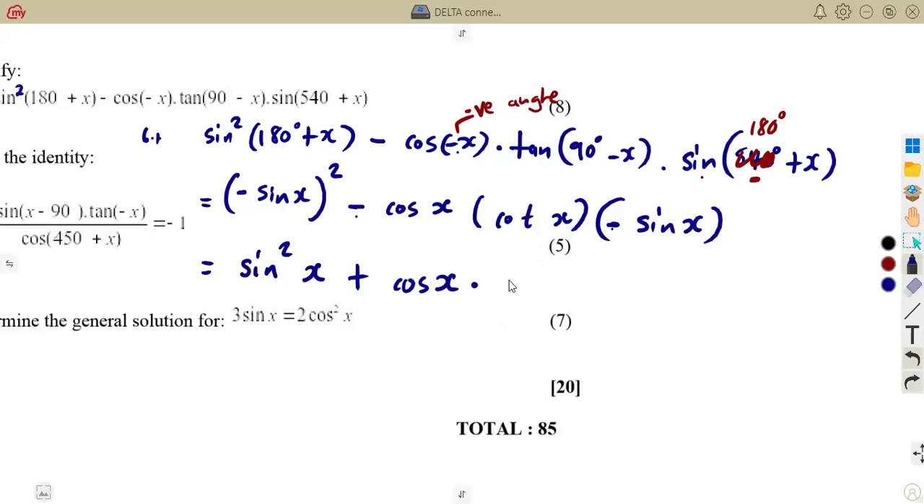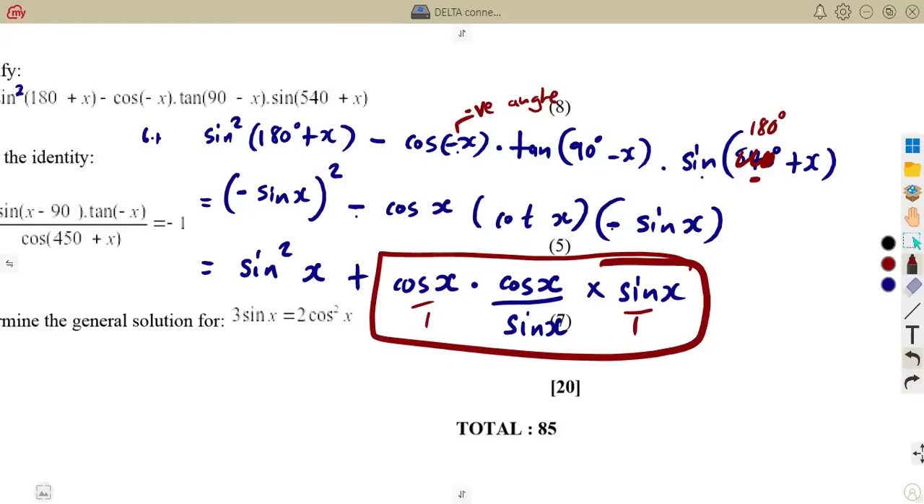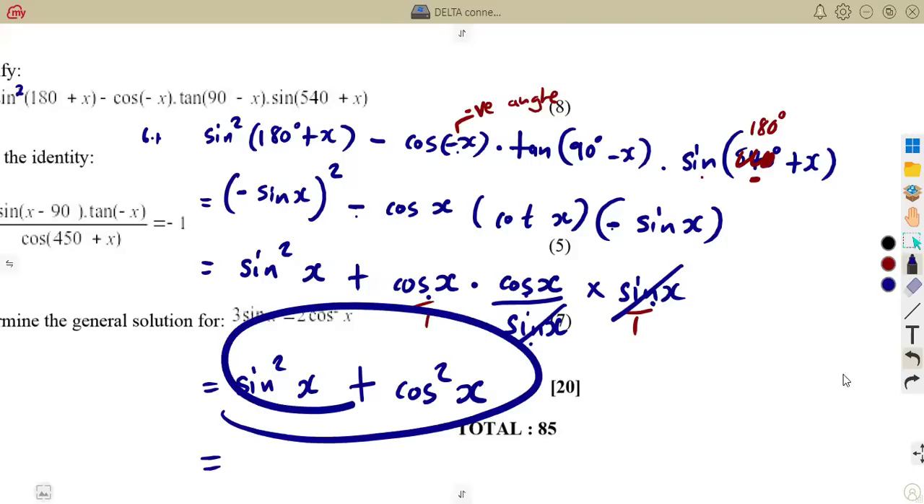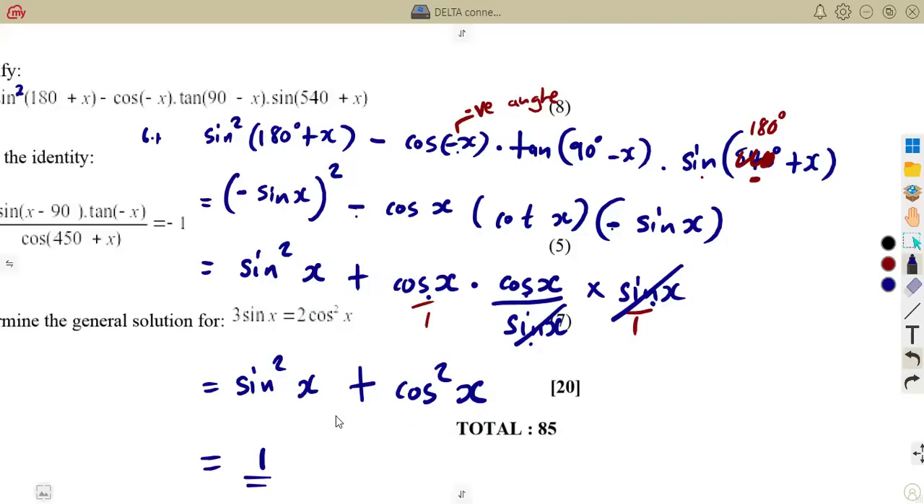From our ratios, cot is the cos of x over the sine of x, times the sine of x. Remember, we used negative times negative, which gave us a positive. This is a single term. So what are you going to have? The sine squared of x plus, as you can see, the sine can cancel numerator to the denominator. Cos times cos is cos squared x. And this is our Pythagorean identity, which gives us 1. We know this one is equal to 1.